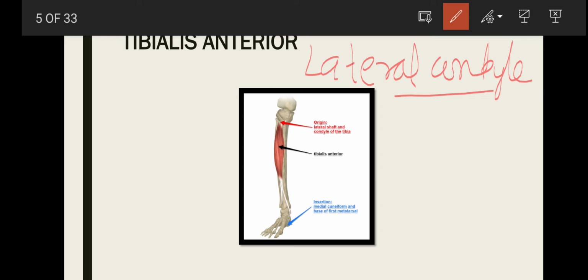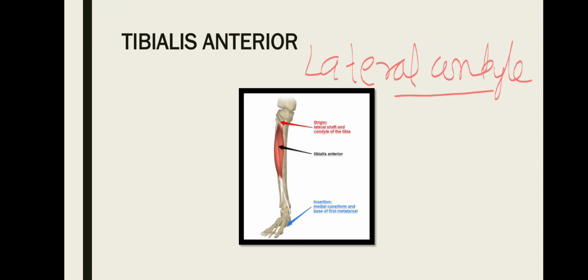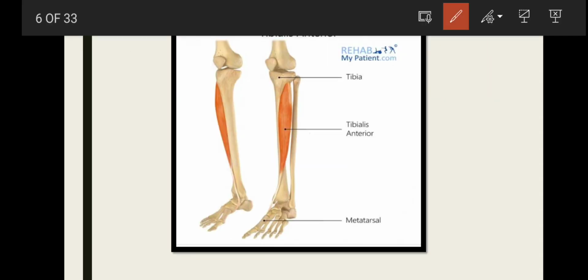Okay, shaft of tibia, and this tibialis anterior muscle inserts towards the medial cuneiform, and also the base of first metatarsal bone. So, tibialis anterior muscle takes its origin from the lateral condyle of the tibia and also from the shaft of the tibia, and it inserts towards the medial cuneiform plus the base of the first metatarsal bone, that is on the great toe.